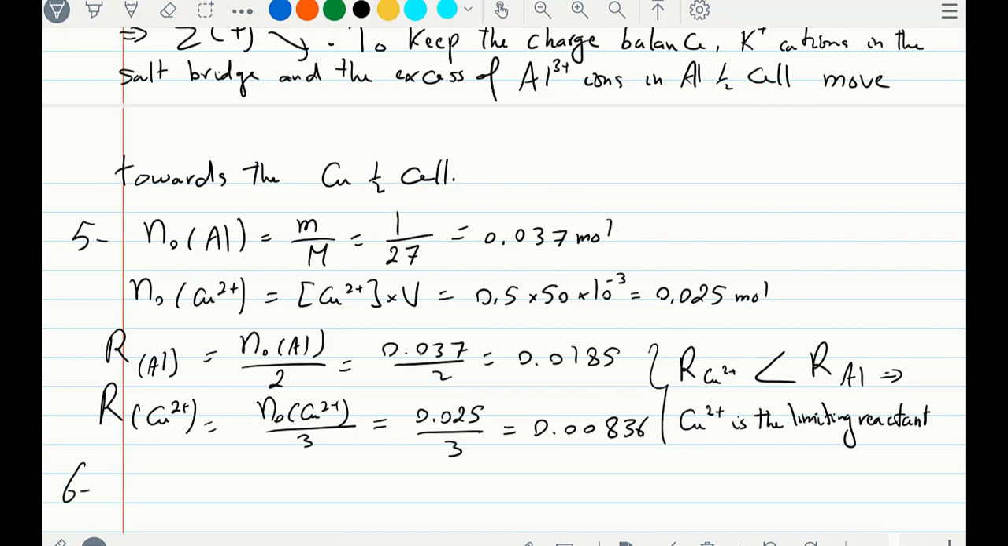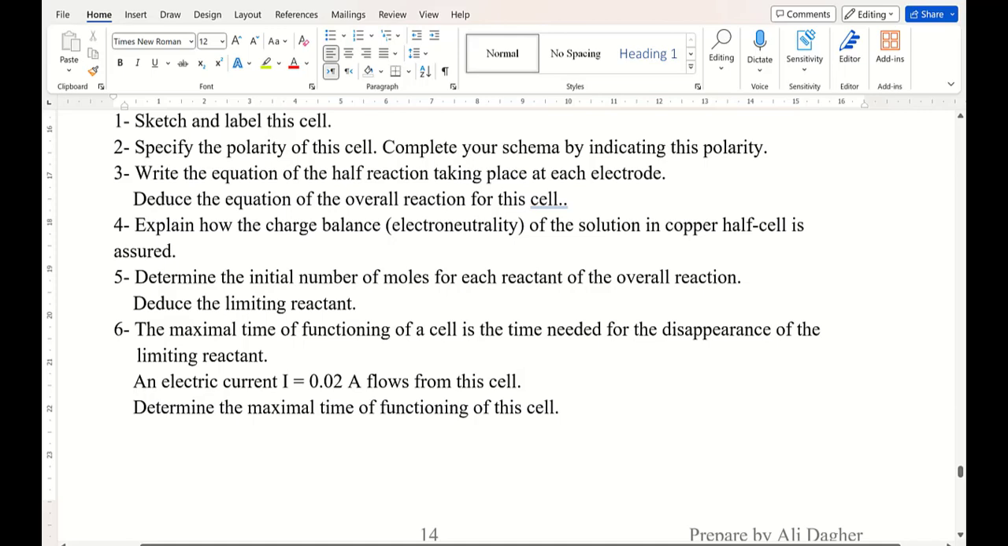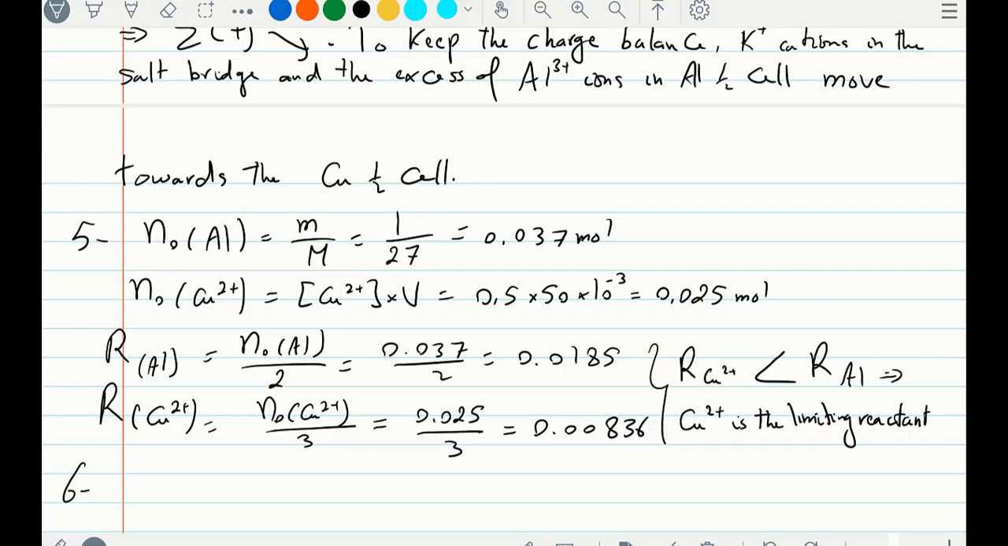6. The maximal time of functioning of a cell is the time needed for the disappearance of the limiting reactant. An electric current I equals 0.02 ampere is delivered by this cell. Determine the maximal time of functioning of this cell. That means the time needed for the disappearance of the limiting reactant, which is Cu2+.